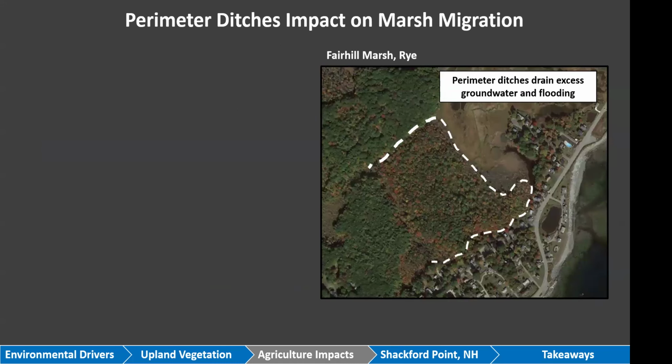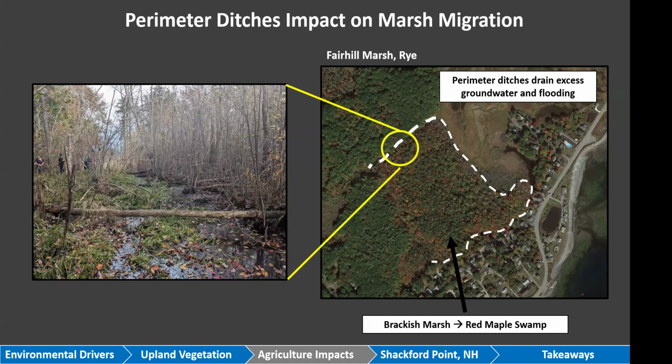So when we walked this site at Fairhill Marsh, we realized that on top of that perimeter embankment that was in front of that red maple swamp, there was a perimeter ditch that went all the way around that red maple swamp complex too. And these ditches are large. For context, that ditch is probably at least 10 feet wide, and it was at least waist to chest deep. I did not test it out, but it looked quite deep.